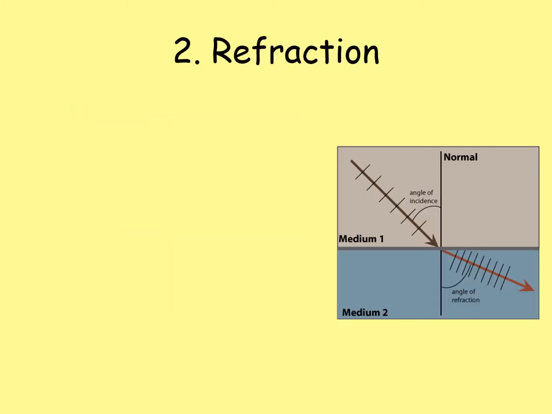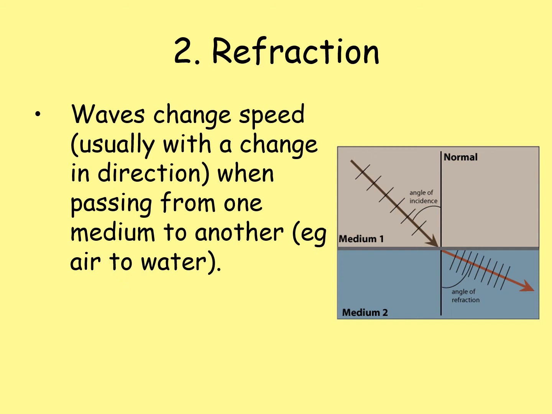Refraction. In refraction, waves change speed, and usually there's a change in direction, unless the incident ray is going in at 90 degrees to the surface, that is along the normal. The definition of refraction is the change in speed of light when moving from one medium to another.